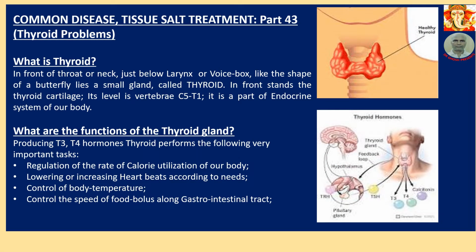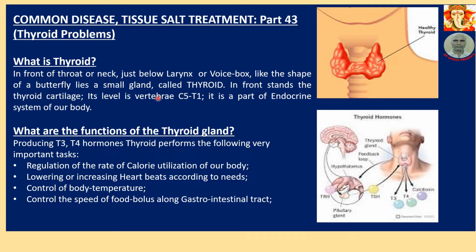Common disease, tissue salt treatment, part 43, thyroid problems. What is thyroid? In front of the throat or neck, just below the larynx or voice box, lies a small butterfly-shaped gland called the thyroid. Just look at the picture on the right hand side. This is the image of the thyroid gland.